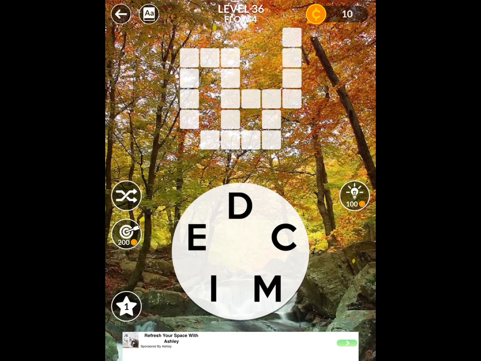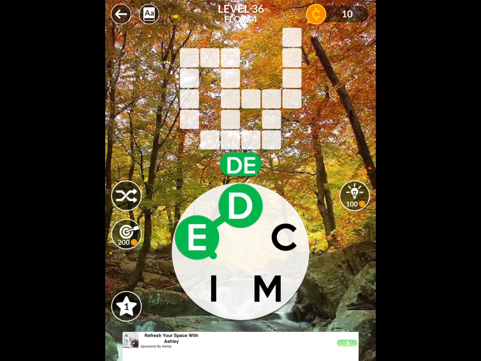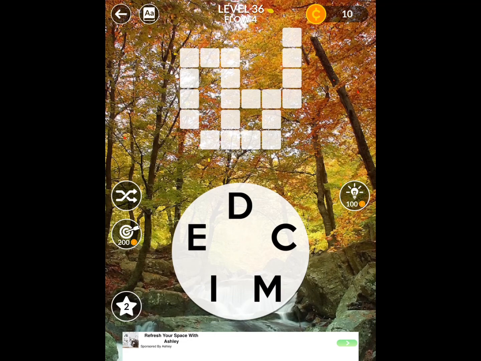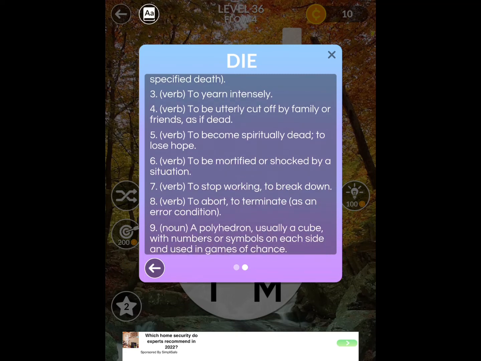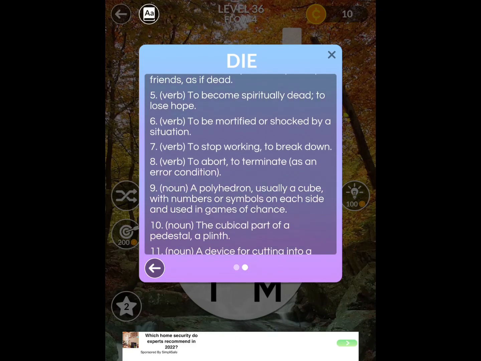Okay, so is it gonna be down? Of course not, because there's not a word. Okay, which one is the single word? Okay, dog. Verb, to stop living, to become dead. Verb, to stop living and undergo a specific death. Verb, to yearn instantly. Verb, to be utterly cut up by your family or friends if dead. Verb, to become sickly.